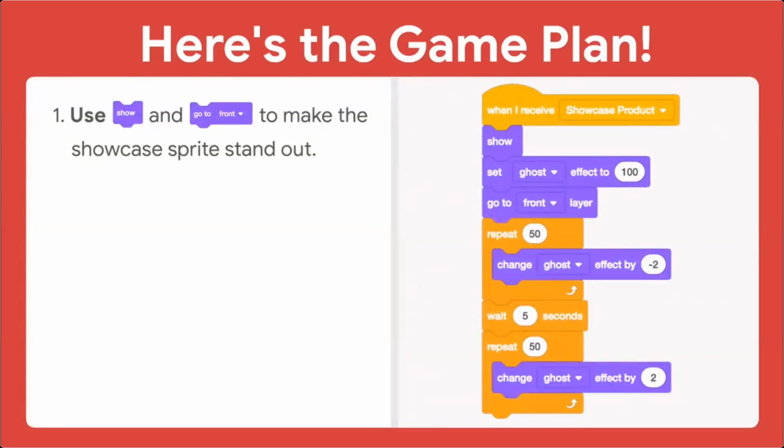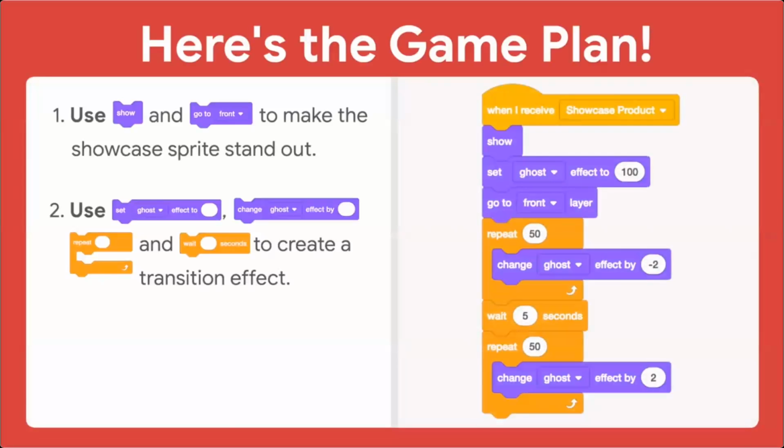Alright, here's the game plan. First, use Show and Go To Front blocks to make your sprite stand out. Use the Set Effect To, Change Effect By.